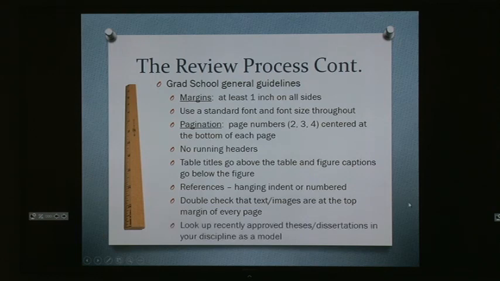It's okay to look up recently approved theses or dissertations in your discipline to use as a model, recently within the last year. There's not been a lot of changes to this, so look at what's been approved, and you know you're good if you're matching that.